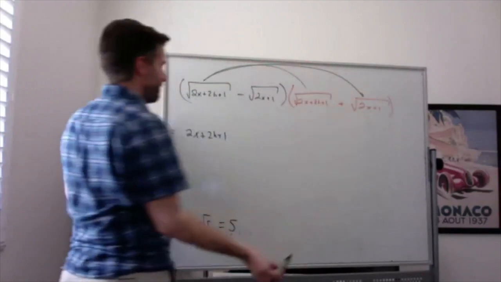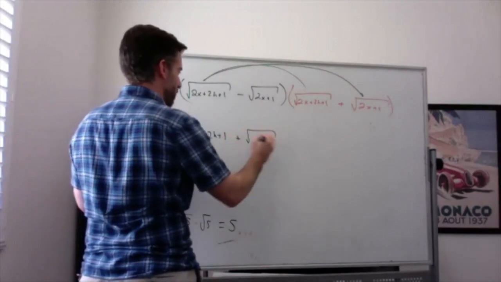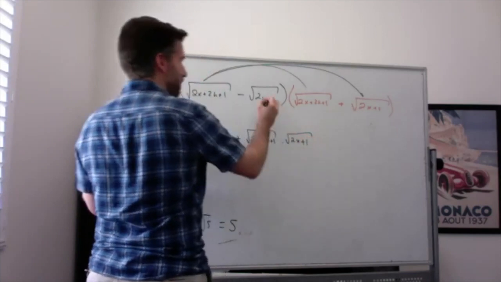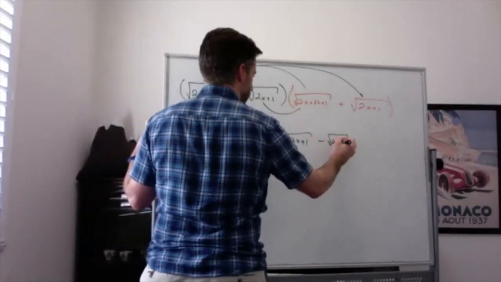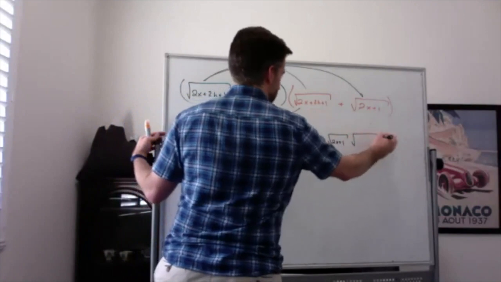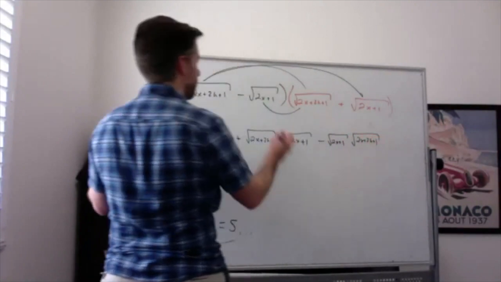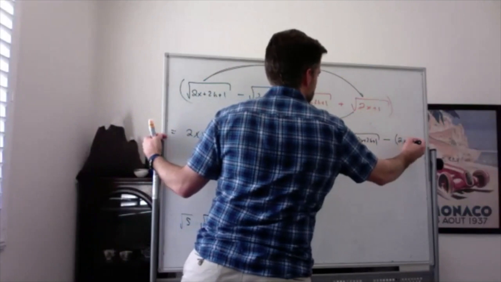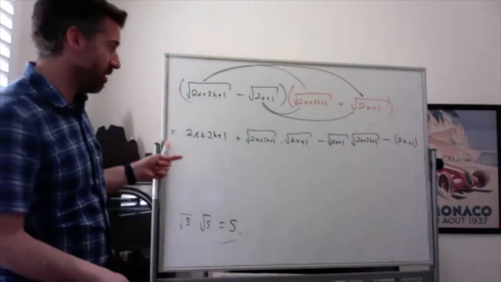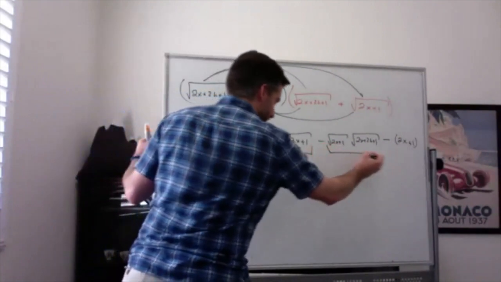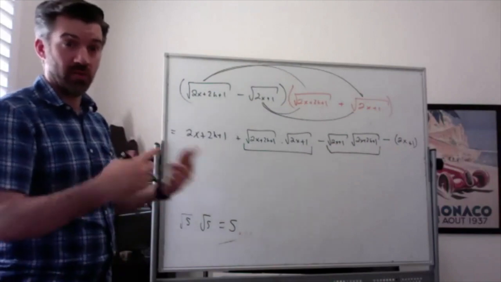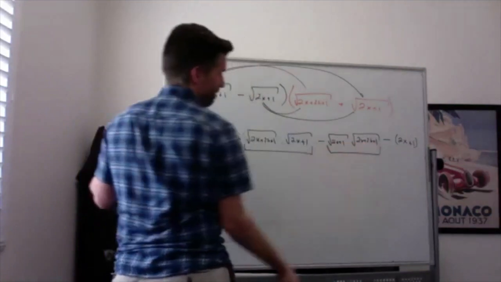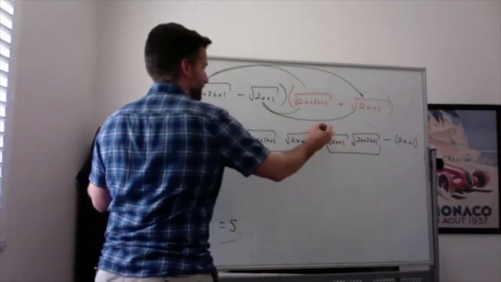This times this is not so nice. It's just the square root of 2x plus 2h plus 1 times the square root of 2x plus 1. And then this times this is minus the square root of 2x plus 1 times the square root of 2x plus 2h plus 1. And then finally, this times this is minus the square root of 2x plus 1 times the square root of 2x plus 1, which is just 2x plus 1. And then if we look here, this term and this term are the same, right? It doesn't matter what order you multiply things in. 5 times 3 is still the same as 3 times 5. This times this is still the same as this times that. So this minus this, those cancel out.